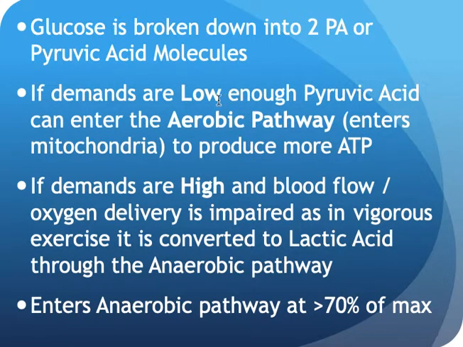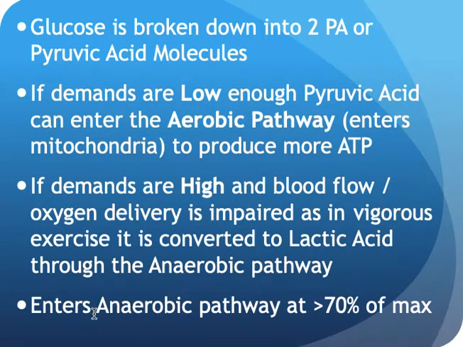So if demands are low, and this is the important part, and I have enough oxygen, pyruvic acid can enter the aerobic pathway. If I'm not exercising at a super high level and the demands for this energy are a little bit lower, I can take these pyruvic acids and enter them into this aerobic pathway, which takes place in our mitochondria, and it allows me to produce a lot of ATP. But if my demands are high, and blood flow and oxygen delivery are impaired, where I'm still exercising really vigorously, I don't have time to use this aerobic pathway. I'm going to take these pyruvic acids and use this lactic acid pathway, or anaerobic pathway.